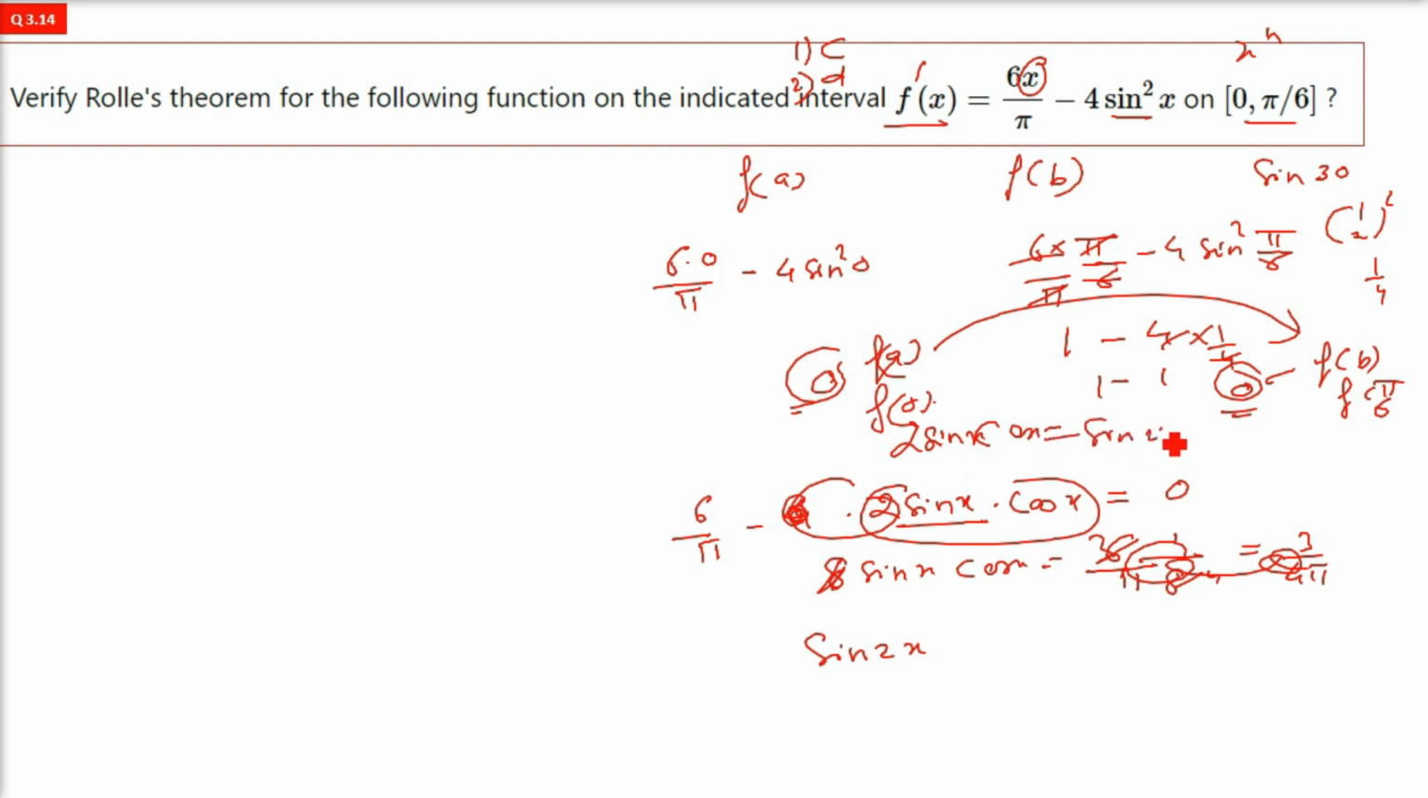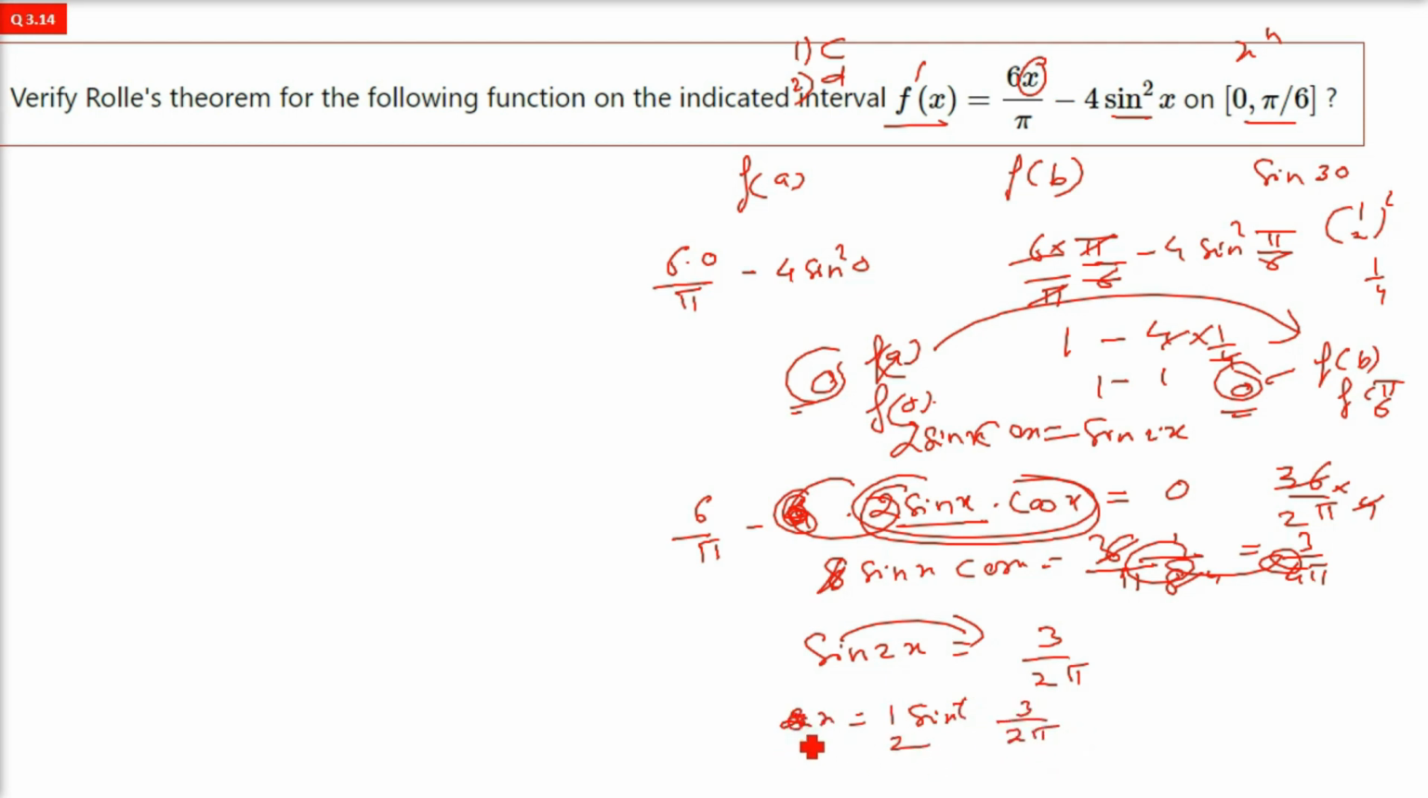So, as I said, sine x cos x multiplied by 2 is sine 2x. So when you have sine 2x, now take it on the right hand side. This will give you 3 by 2 pi. Now in the previous question we have done that thing. We have to take the inverse here. So 2x is going to be sine inverse 3 by 2 pi. So 2 will go here. x will be half sine inverse 3 by 2 pi.